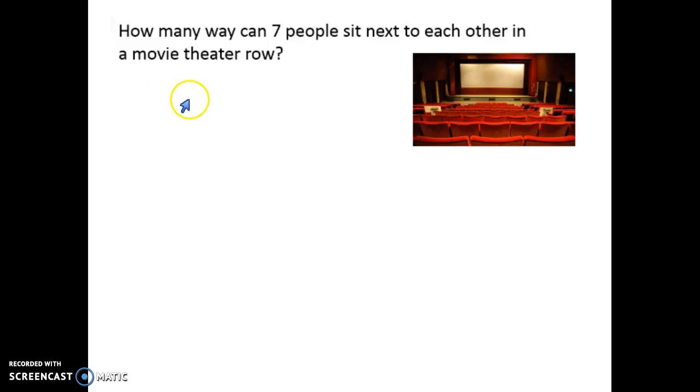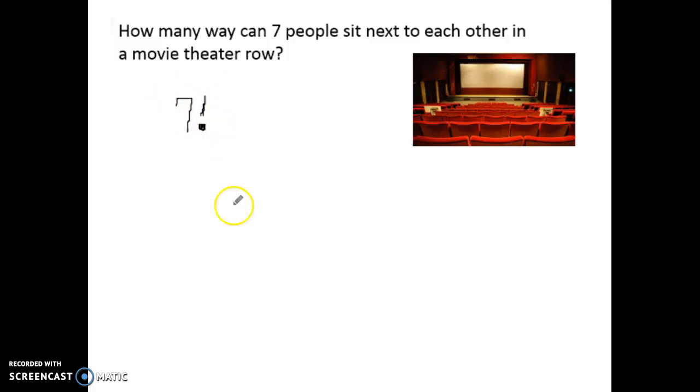The next one on the quiz is going to deal with factorials. This one says, how many ways can 7 people sit next to each other in a movie theater row? So we've got a movie theater and 7 people. If we labeled them 1 through 7, number 1 could sit here, 2, 3, 4, 5, 6, 7, or we could move them around. That's when you're going to use the factorial button on your calculator. The answer to this is going to be 7 factorial, that little exclamation point looking thing.